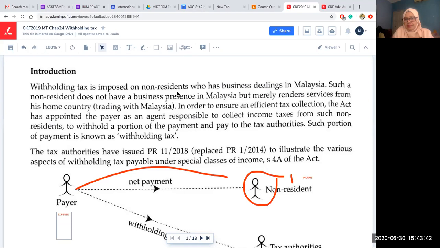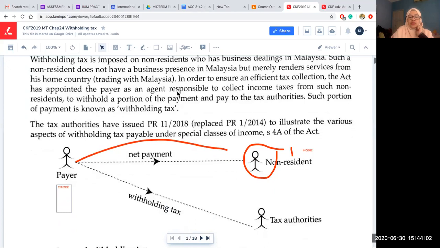All right, why do we have to withhold tax? Because remember, if you're talking about an individual who is a non-resident, it means that he's not in Malaysia most of the time. So in order for us to collect tax on the income received by him, we have to apply the withholding tax provision. Is that clear?